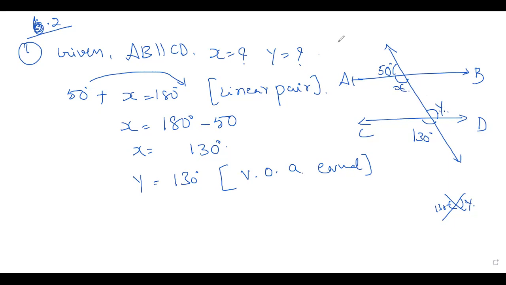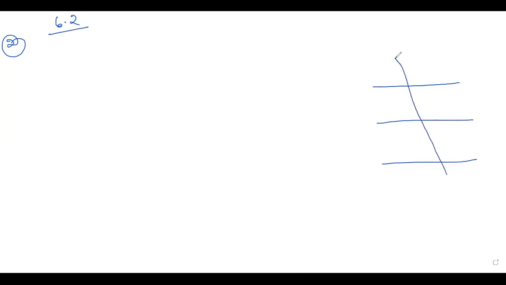We'll go to the next one. 6.2, second question. They have given 3 parallel lines here, 1, 2, 3 parallel lines, and the transversal. AB is the first line.